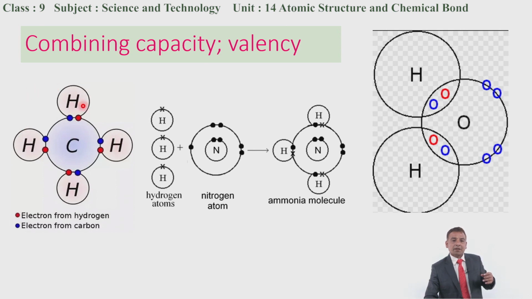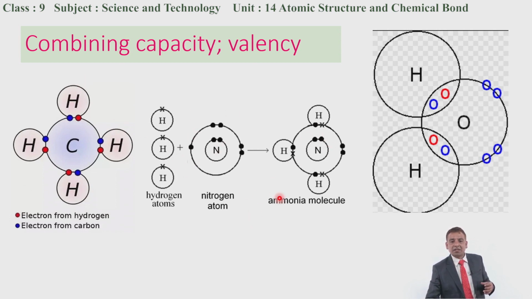So here this is the combining capacity. While combining hydrogen with carbon, carbon has gained 4 electrons from 4 atoms of hydrogen, and each hydrogen is gaining 1 electron from the valence shell of the carbon. So the molecular structure of methane is possible. This is the tendency of the hydrogen atom as well as the carbon atom. This tendency, the combining capacity of carbon and hydrogen, is called the valency.